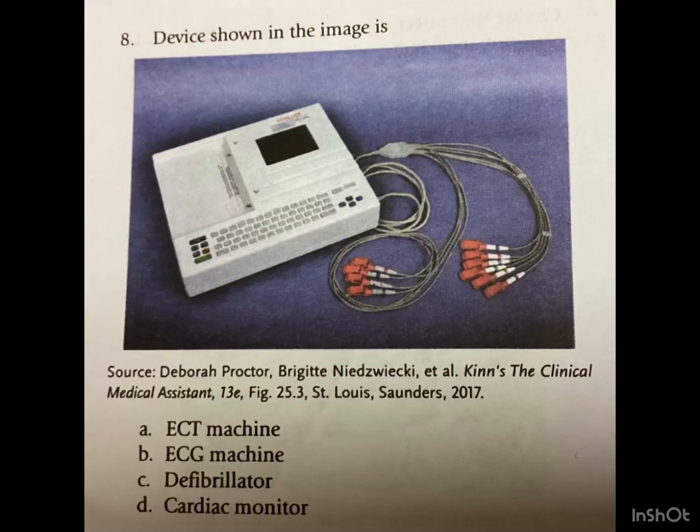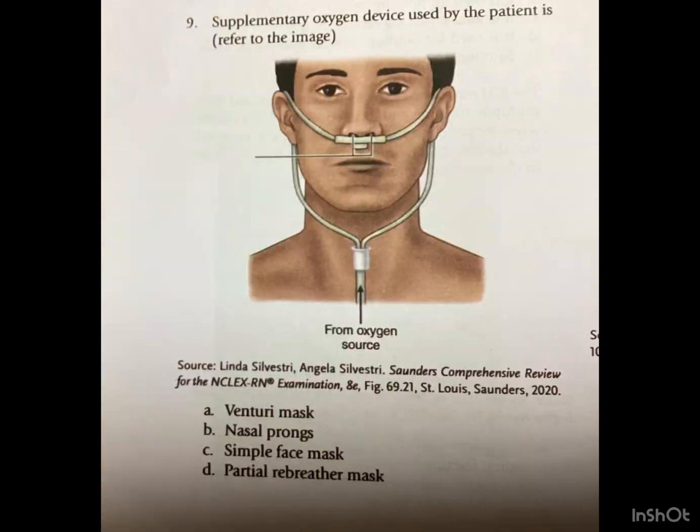Question number 8. Device shown in the image is ECT machine, ECG, defibrillator, cardiac monitor? Yes, the correct answer is option B, ECG machine. Now moving to the next question. Question number 9. Supplementary oxygen device used by the patient is, refer to the image. A, venturi mask. B, nasal prongs. C, simple face mask. D, partial rebreather mask? Yes, the correct answer is option B, nasal prongs. Now moving to the next question.